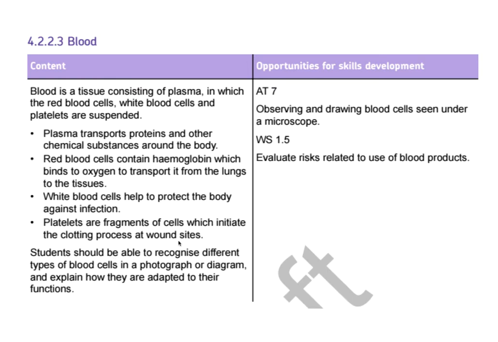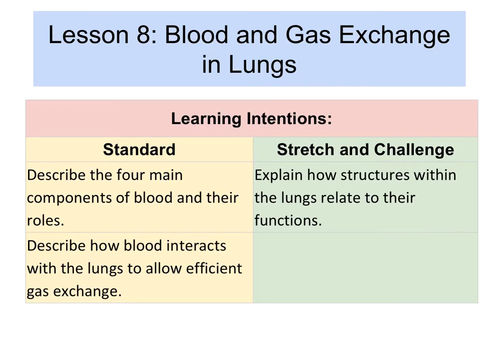and being able to identify those types of blood cells in a diagram or a photograph. And we'll have an example of that later on here. So the four main components of the blood and their roles. And then we're going to look in our second session on this, how the blood interacts with the lungs to allow efficient gas exchange, and also how the structures within the lungs relate to their function.